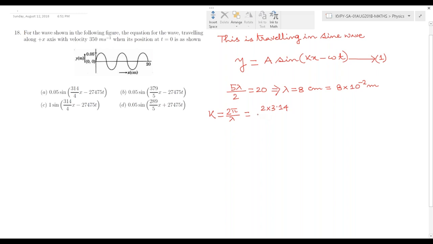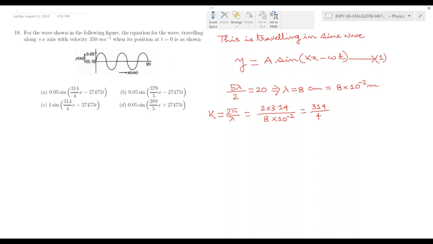What is lambda? Lambda is 8 into 10 to the power minus 2. If you simplify this further, then it comes to 314 by 4. Now here, by achieving this k is equal to 314 by 4, you can make sure that your option is going to be either option A or option C.